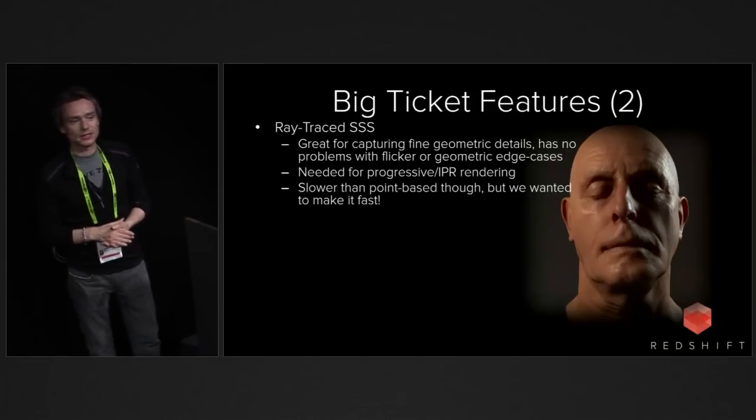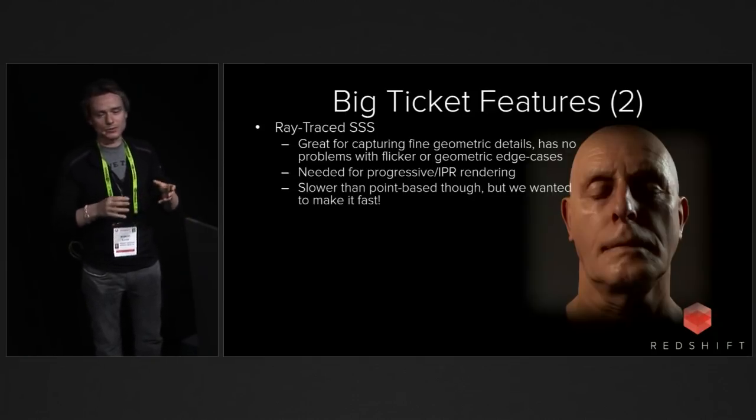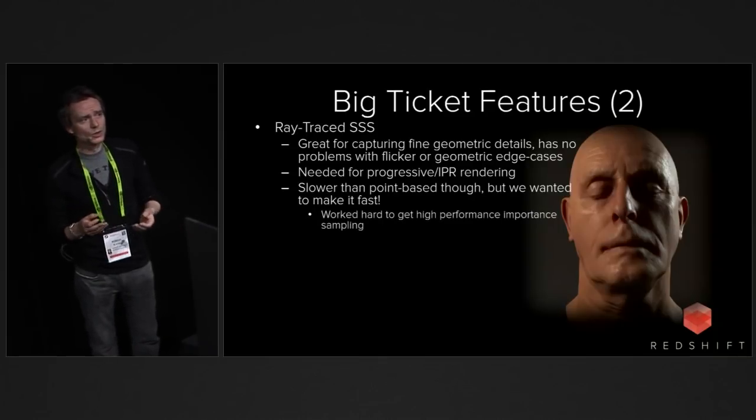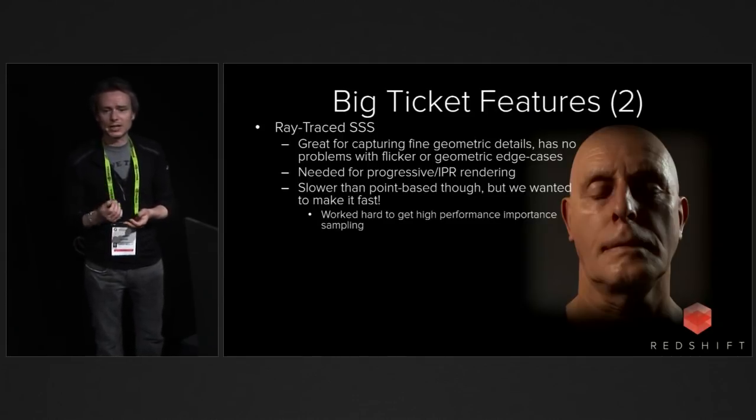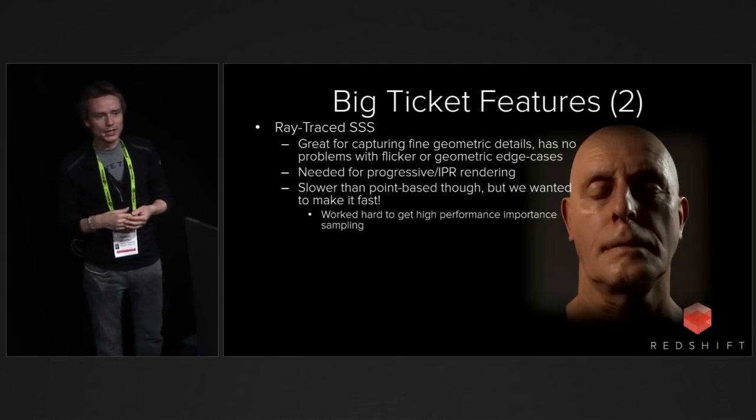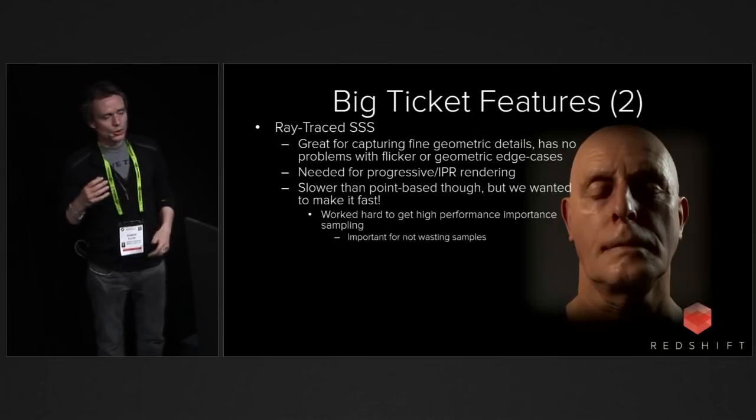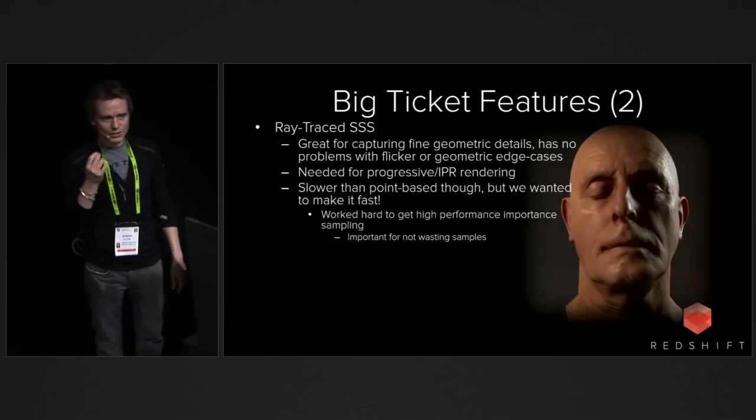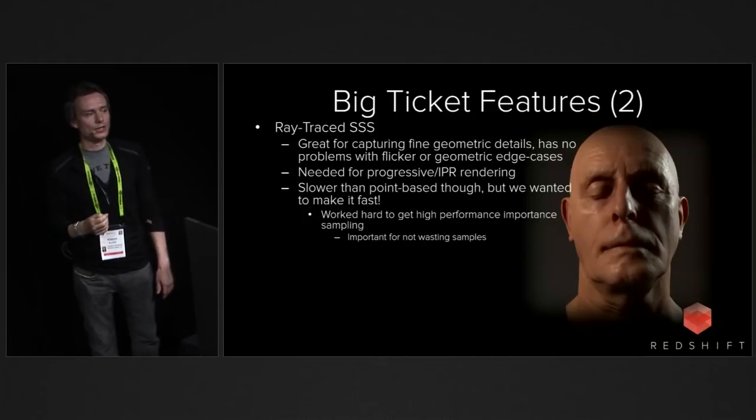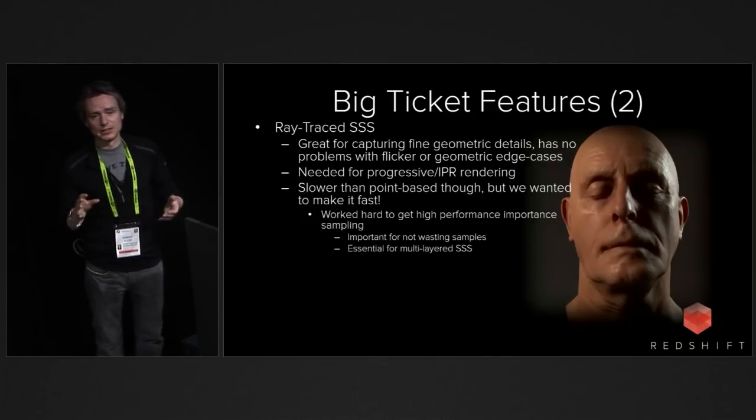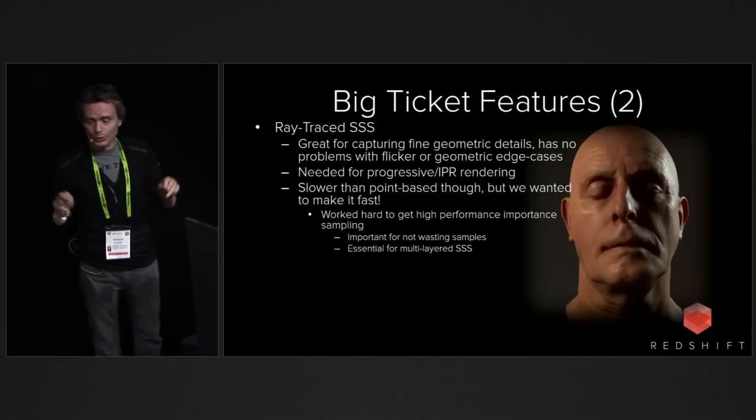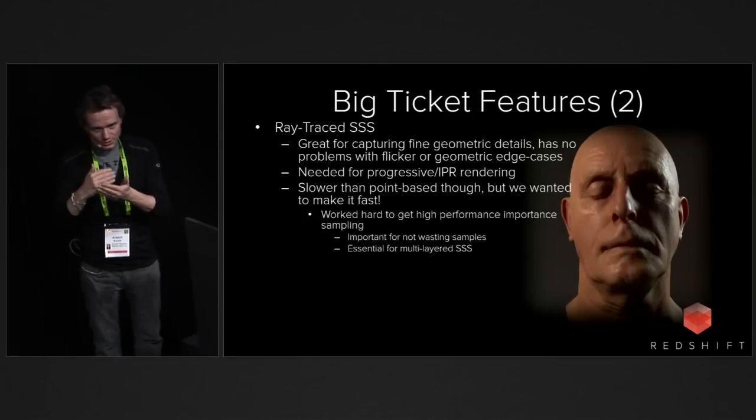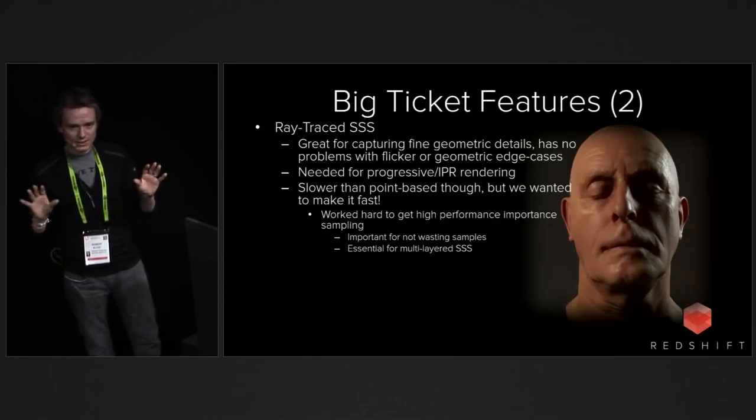So one question that we get asked is, how much slower is Raytrace going to be next to our very fast point-based? And the answer is that it's fast. Basically we engineered a very, very high performance importance sampling algorithm. What this means effectively is that when you're shooting your rays, you don't waste any samples. You use those samples to pick the best quality results as you're doing it. So it should be very fast indeed. In fact, importance sampling is hugely important when you have multi-layered subsurface scattering. You want to pick the right colors for those layers without wasting any time at all.